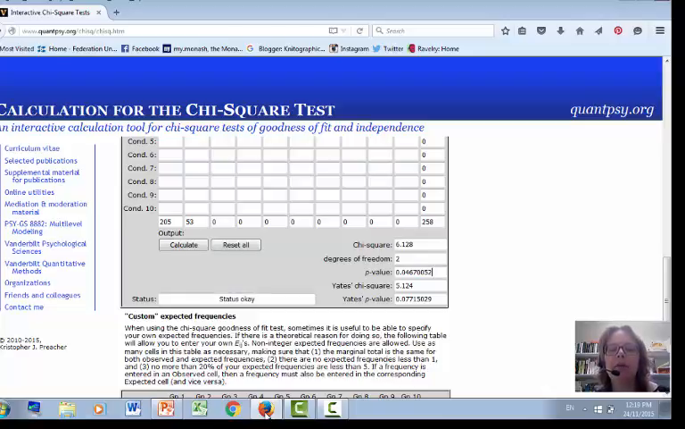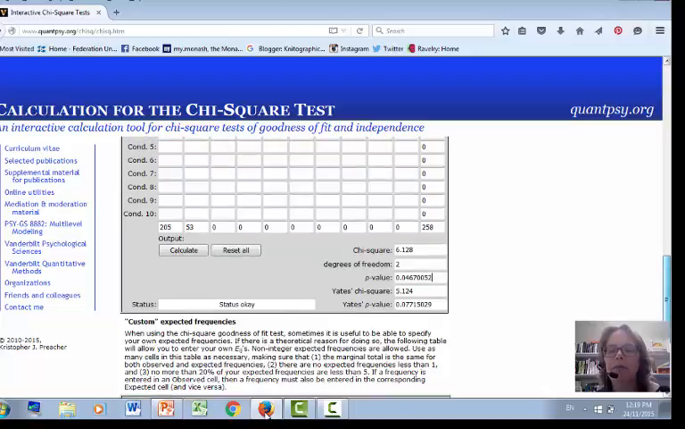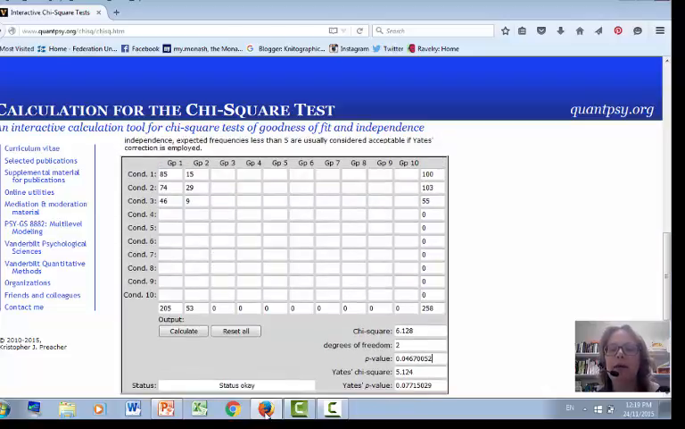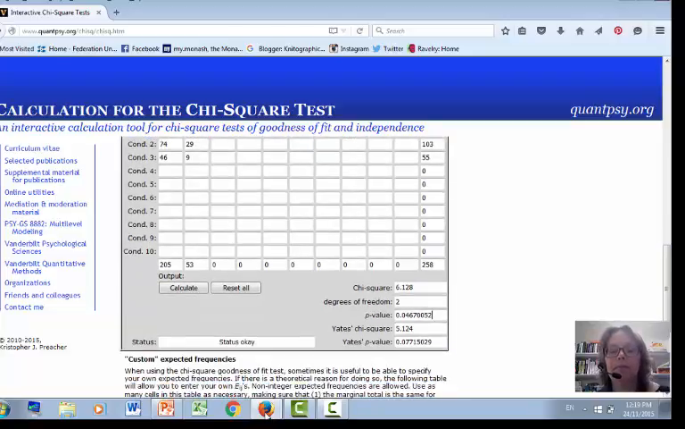A couple of interesting things here. If you want to do another test, just press the Reset All button. Down here it tells me the status is okay. One of the problems with chi-squared tests is if you've got very small counts in your cells, it won't work. And then you'll get a warning message here. Okay, if you've got very low counts in your cells, you may need to collapse some categories into each other.